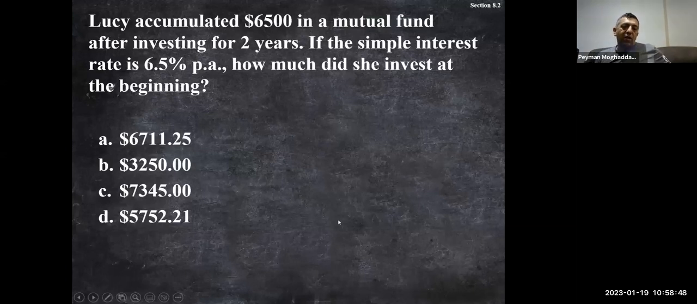Let's solve a question, guys. I'll give you a few minutes for this. Lucy accumulated $6,500 in a mutual fund after investing for 2 years. If the simple interest rate is 6.5%, how much did she invest at the beginning? This is basically what we have here. You have a maturity value, the accumulated value, and we have time and rate. We want to know just the principal. What's the principal?